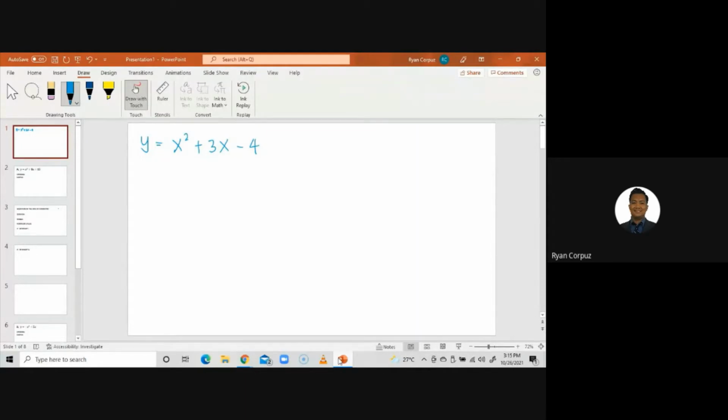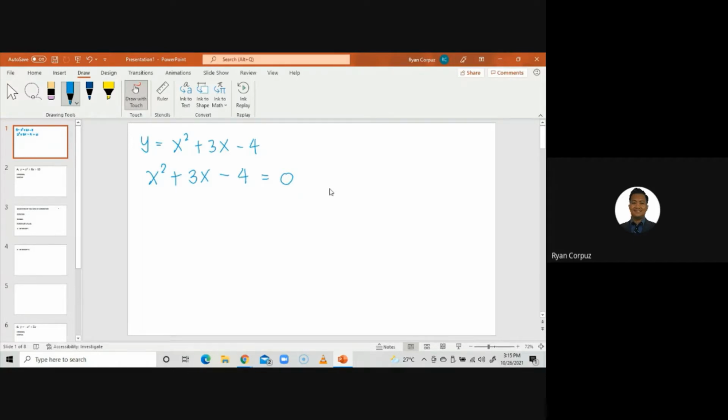So the first thing we are going to do is transform that given equation of the quadratic function to quadratic equation. That means we are going to replace, in place of y, ng 0 para mabalik siya into quadratic equation. So, ganito ang mangyayari. That will become x squared plus 3x minus 4 is equal to 0. So, in quadratic equation na ngayon, yung equation natin which was written in a general form of it.